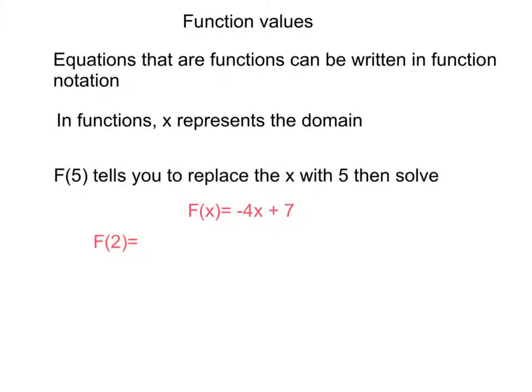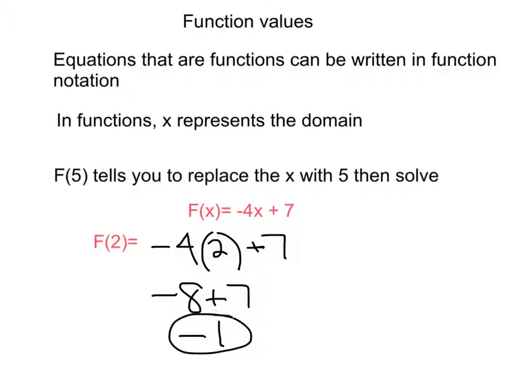So function values are equations that are functions, and they can be written in function notation, which is like the example below. In functions, x represents the domain. So f(5) tells you that you replace the x in the equation with the 5 and then solve. So for the example that we're using, f(x) equals negative 4x plus 7. So we're going to replace the x with a 2. So we have negative 4, and the x is 2, plus 7. So we have negative 4 times 2, which is negative 8, plus 7 is a negative 1. So this would be your final answer.